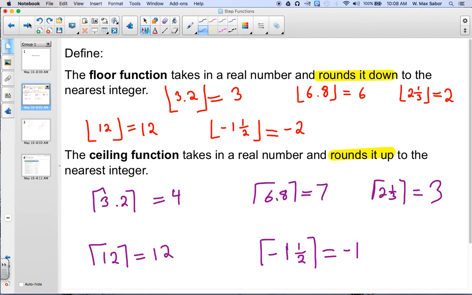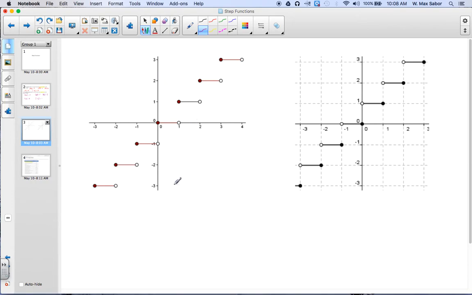What do these look like when they're graphed? Well, here we have the floor function. So this is the floor function of x because when we plug in 0, we get out 0. When we plug in 1, we get out 1. When we plug in 2, we get out 2. But if we plug in 1.5, we still round down and get out 1. When we plug in 1.9, we still round down and get out 1. So this stays at the value of 1 until we hit 2. And once we hit 2, it jumps up.